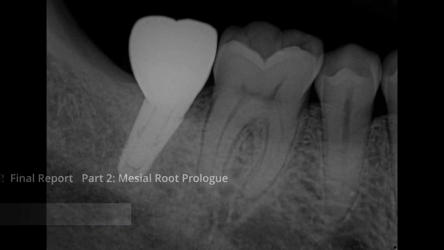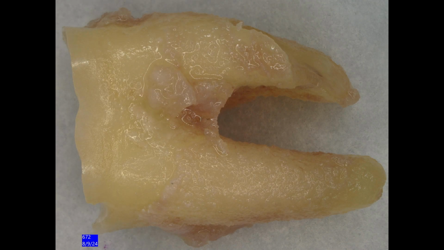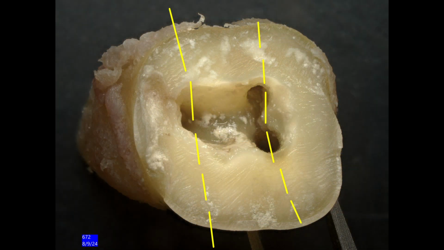Before going on and discussing the mesial root, I wanted to have a little prologue to discuss a little bit about sectioning, because if you have some knowledge about how teeth are sectioned, it can help with the interpretation. We're going to be looking at the mesial root next, but there are some considerations in how the tooth is sectioned that are important to understand.